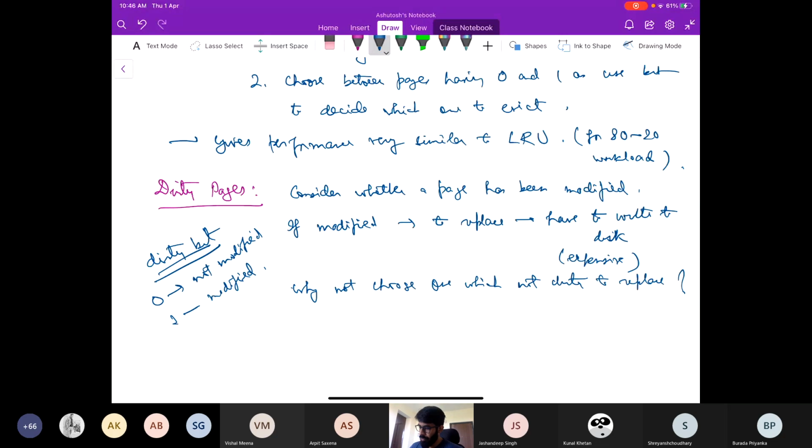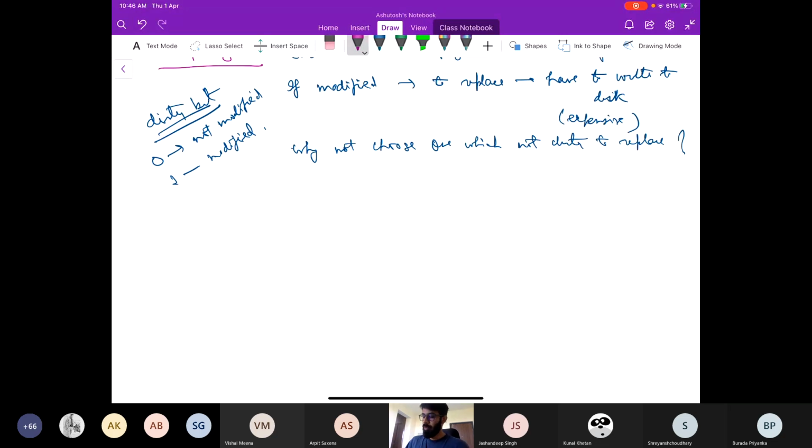So these are generally the page replacement policies, but there are some other policies that the OS needs to think about. Two of them: the first is when to bring the page into memory.